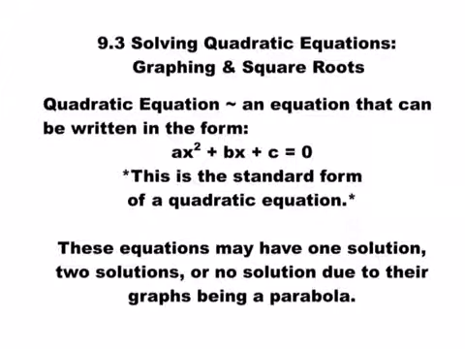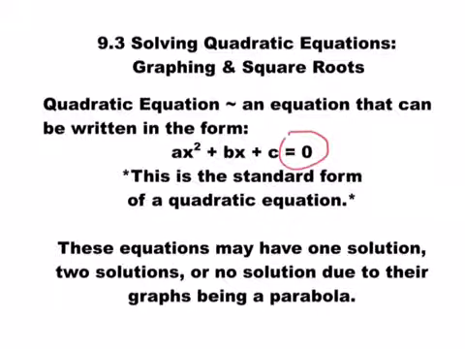Today you guys will be learning lesson 9.3 on solving quadratic equations by graphing and by using square roots. Remember, a quadratic equation is an equation that can be written in the form of ax squared plus bx plus c equals 0. These really are what we've been working on before, but we were talking about them as quadratic functions, and now we're talking about them as equations. So now these are set equal to 0.